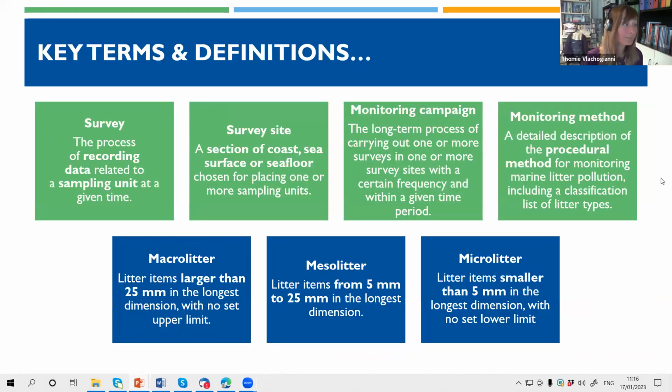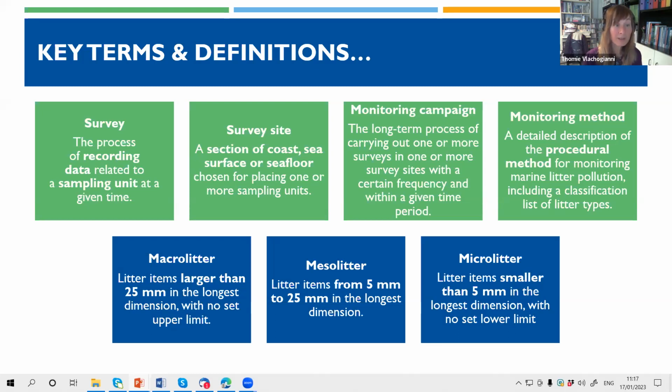So key terms and definitions. First of all, what we define as a survey. The survey is the process of recording data related to a sampling unit at a given time. These key terms and definitions will be used throughout the webinar, so keep them in mind, because even within the circles of scientists, oftentimes there is a bit of confusion when it comes to these terms. A survey site is a section of a coast, sea surface, or sea floor, or a location where one or more sampling units are being chosen to be placed.